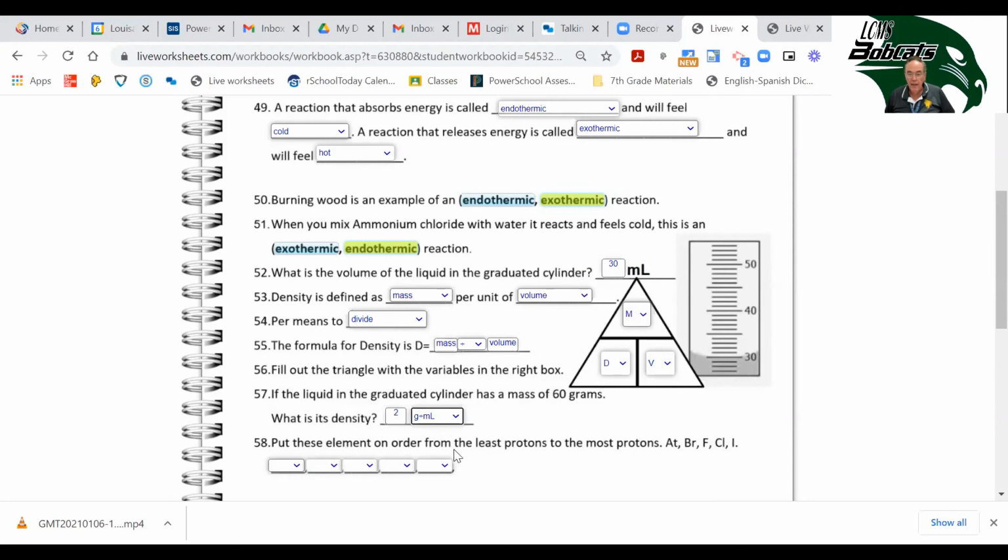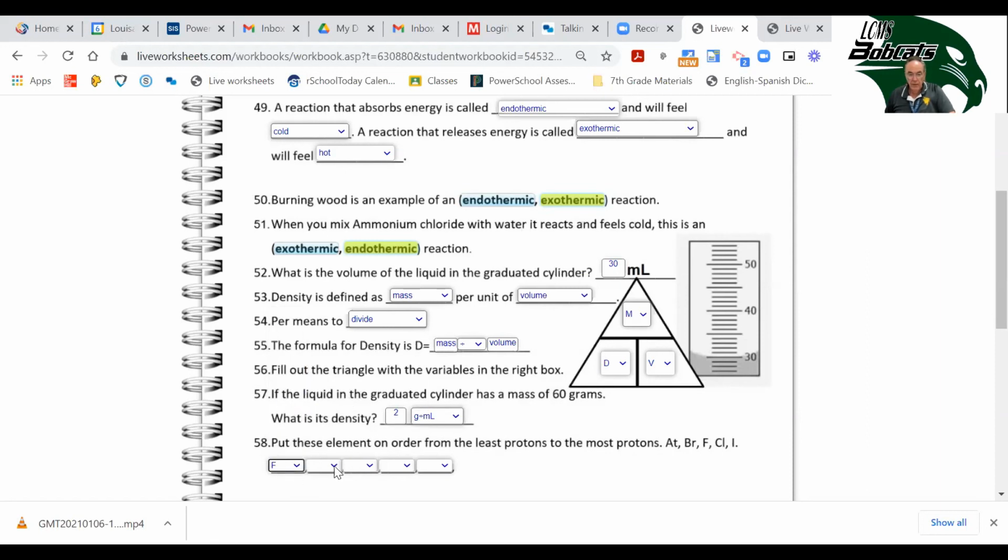Okay. Put these elements in order from the least to the most. Astatine, bromine, fluorine, chlorine, and iodine. The "ine" tells us they're all in family 7. So I'm going to look on the periodic table at family 7, which is halogens. I'm going to go to the top, and at the very top, the one with the smallest atomic mass will be fluorine.